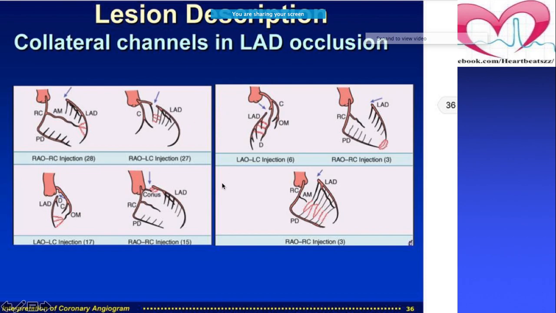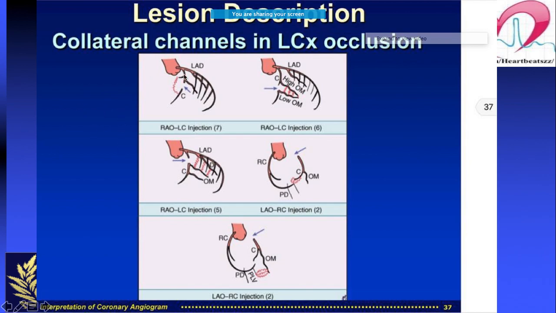So what is happening in these collateral channels in the LAD occlusion? As you may see over here, these are the views which are taken. In this view, taken in the RAO, an RC injection is done and then you can visualize these collaterals. Further, in the RAO-LC injection, you visualize these collaterals, isn't it? Then it comes to the collateral channels in the LCX occlusion. In the different views, you visualize different types of collaterals. And these collaterals have a big role. Even if the vessel is occluded 100%, if there are good, well-developed collaterals, there's no need for stenting or even bypass. So it is very, very important what kind of collaterals are there between what vessels. This is very important, okay?